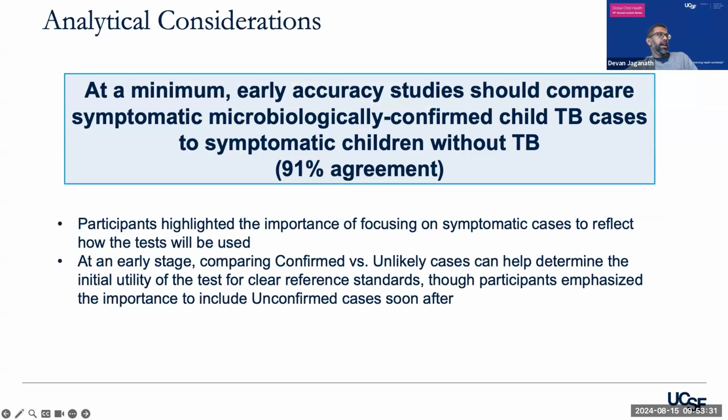In terms of the analysis, I think people were a little concerned about the gray zone of clinical diagnosis in children. And so we were able to achieve consensus that at a minimum, we should be focusing on those that have clear microbiologically confirmed TB, and then those that are symptomatic but without TB, which we defined as unlikely TB in our field. But for that unconfirmed group of clinically diagnosed children, while we didn't get consensus that they should definitely be included, there was recognition that early testing should be done soon after.